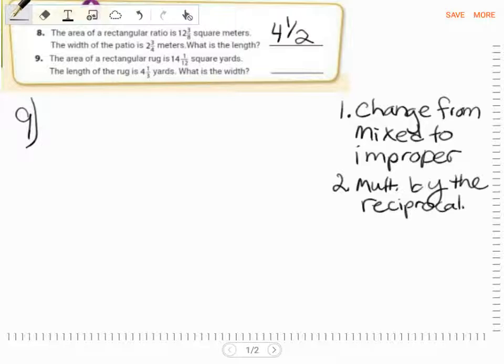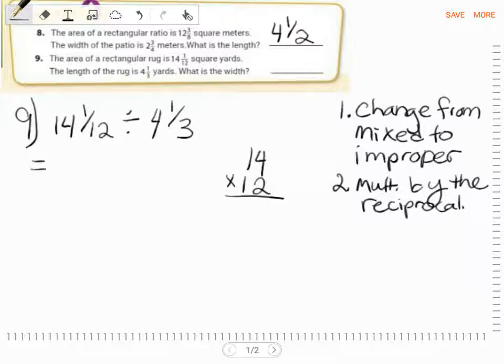So I'm going to do the same thing. I'm going to say 14 and 1/12 divided by 4 and 1/3. In order to find my width that's left over, I've got to first go by my rules over here. I'm going to change my mixed numbers into improper fractions. So 14 times 12, and then I got to add the 1. 14 times 12, I don't know that off the top of my head. I'm going to just go ahead and multiply this out the old-fashioned way.